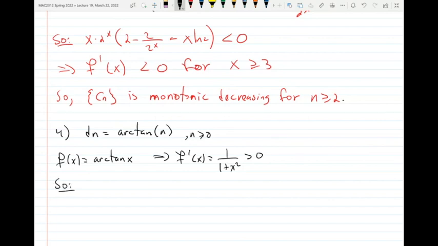So what does that mean about our sequence? So our sequence is monotonic increasing.